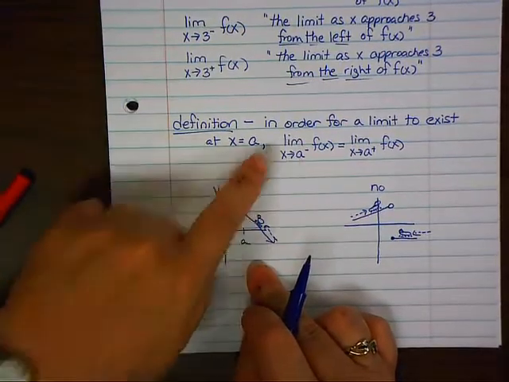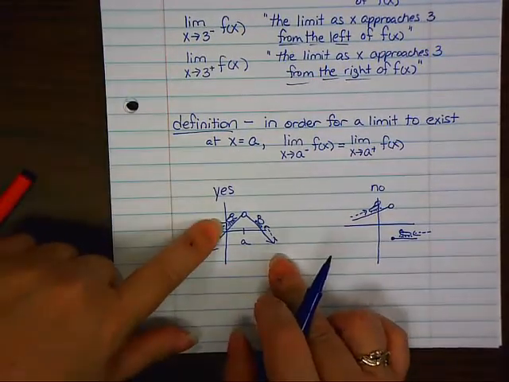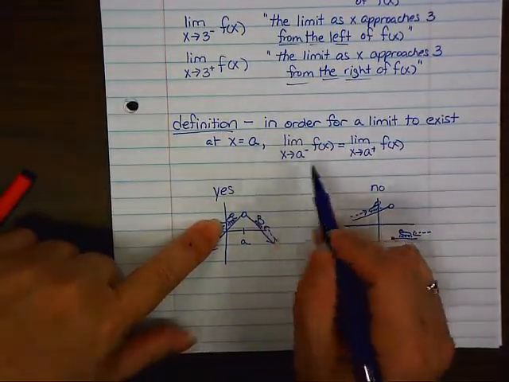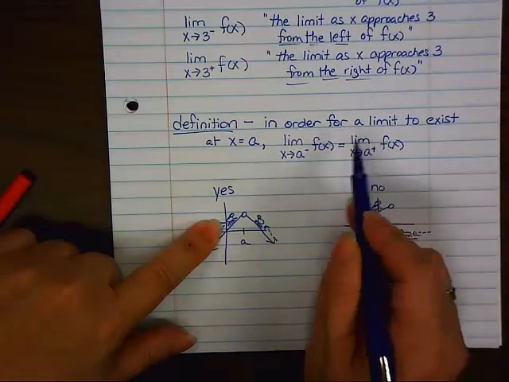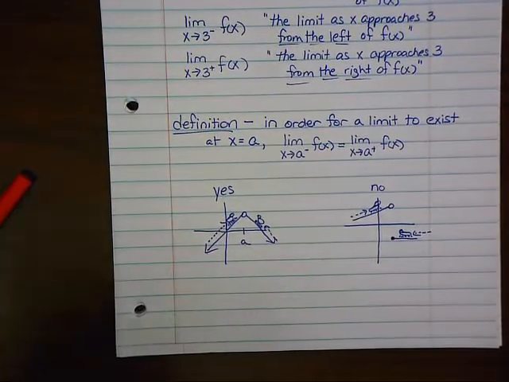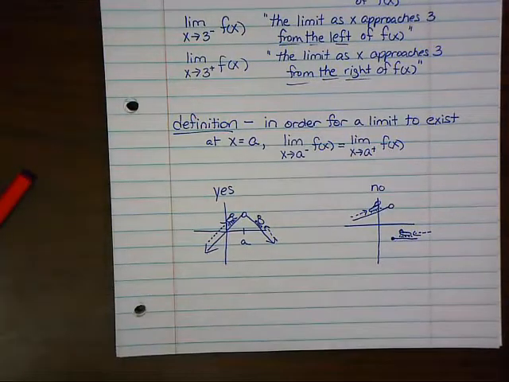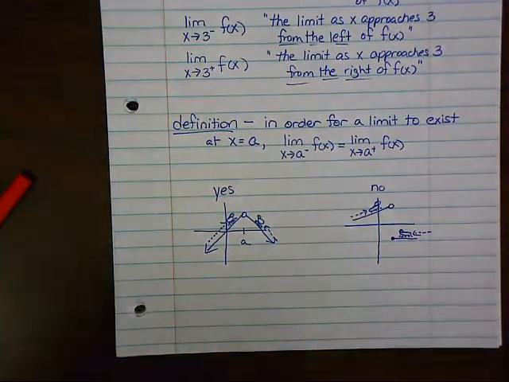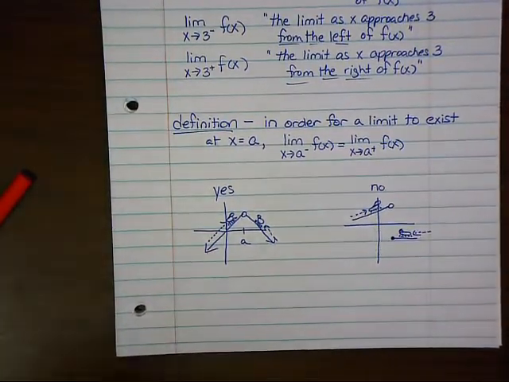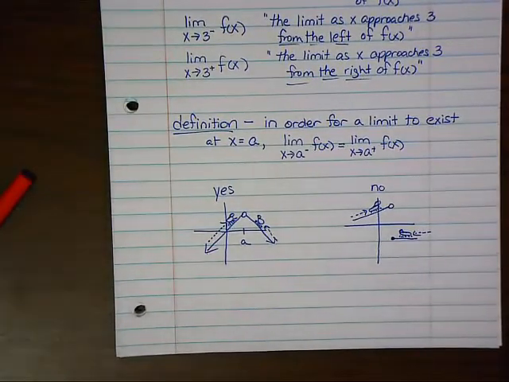In order for the limit to exist, this bug has to be headed to this bug. The left side of the limit has to equal the right side. Question? I'm just trying to picture, it doesn't matter which angle? The angle does not matter. It matters where you stop, as long as you're headed in the same direction. Exactly. Okay. Any more questions before we move on?